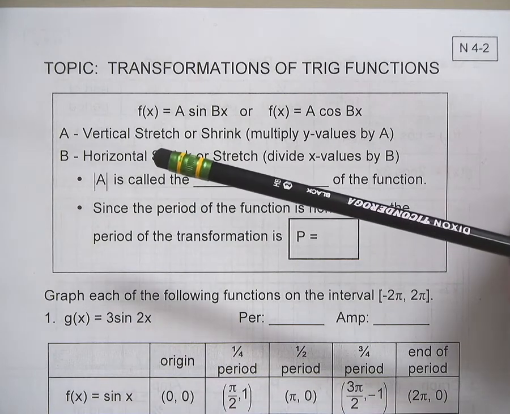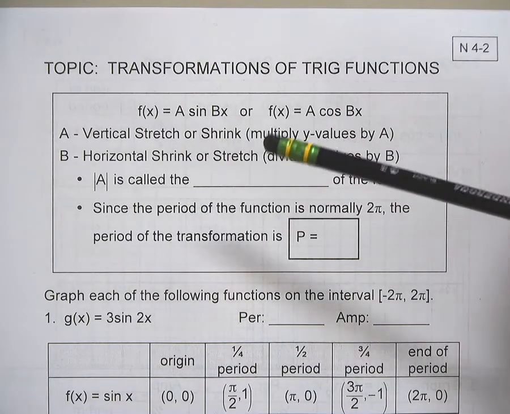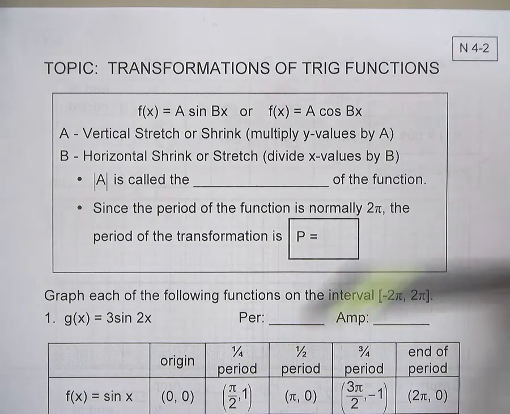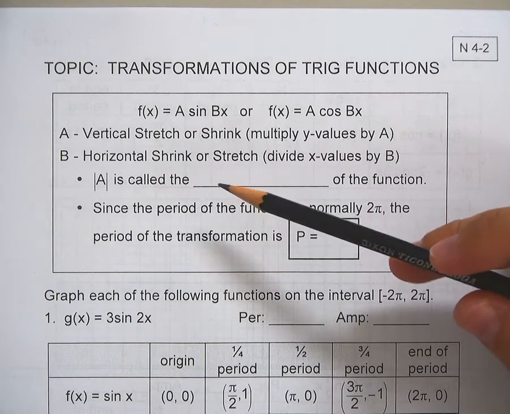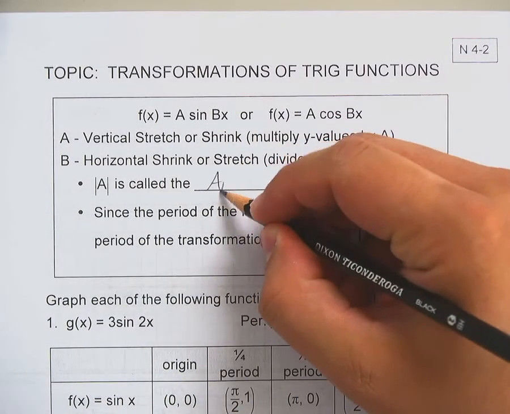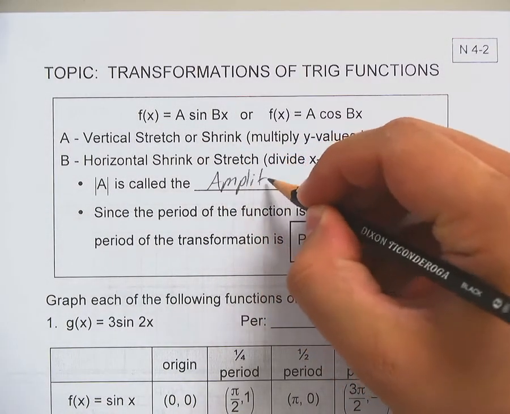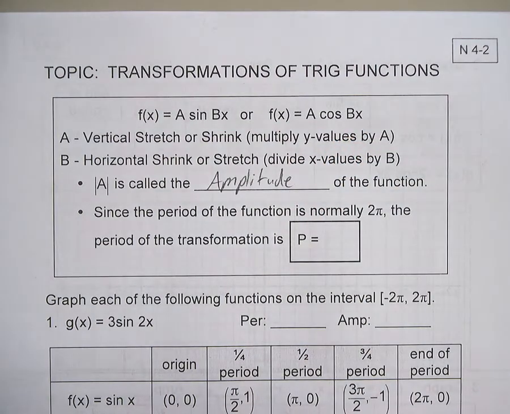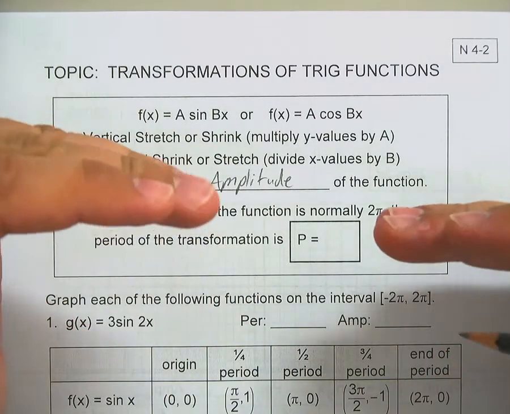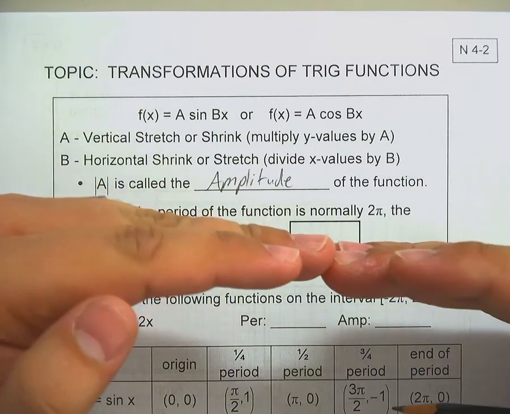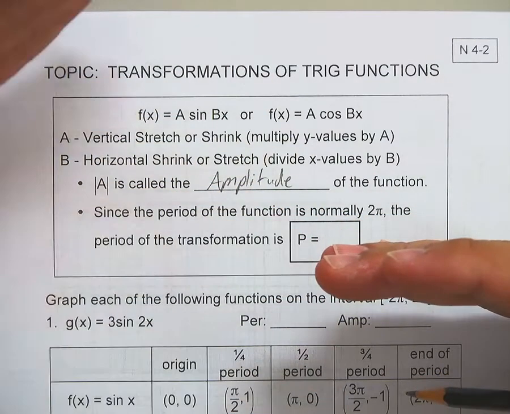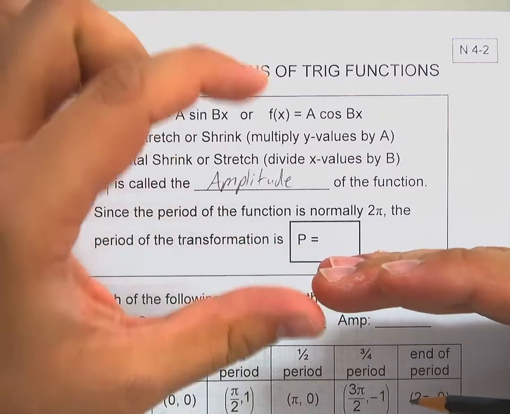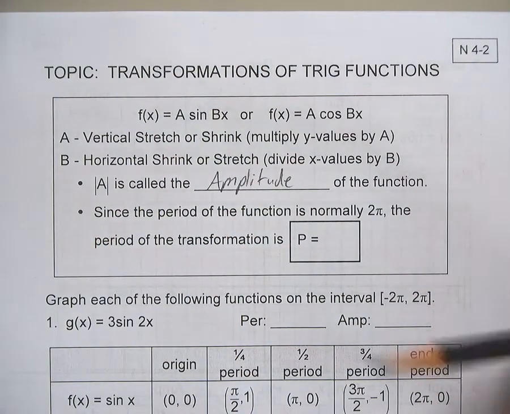Now a here is the vertical stretch or shrink. Multiply the y values by a. This is how tall is it, right? The absolute value of a is called the amplitude. All right, so that's how tall it is. Now, this is how tall it is from the middle of a sine wave or cosine wave to the crest, or from the middle to the bottom of the trough, or to the maximums and to the minimums. This is the distance between those. We call that the amplitude. It's how big a wave is.